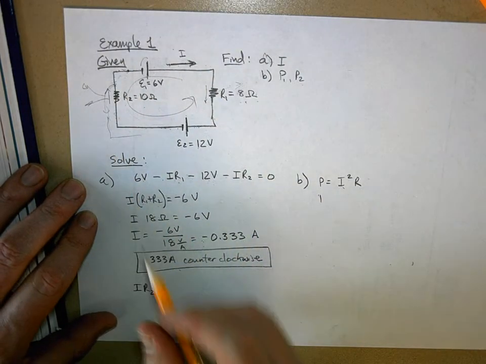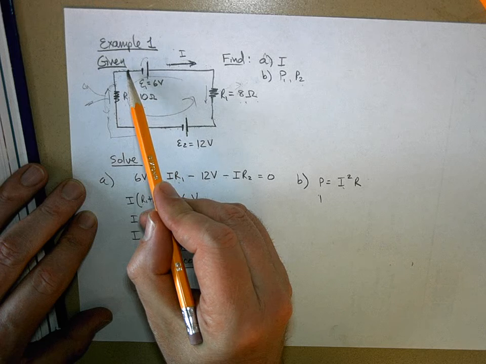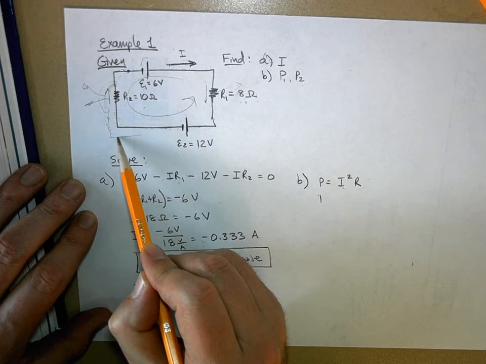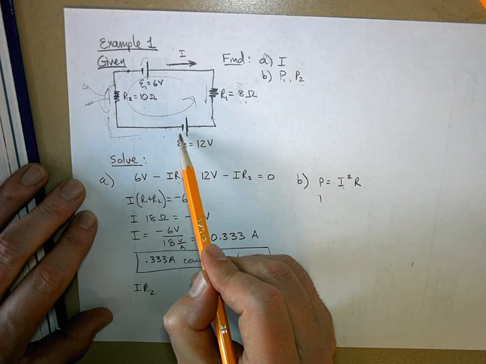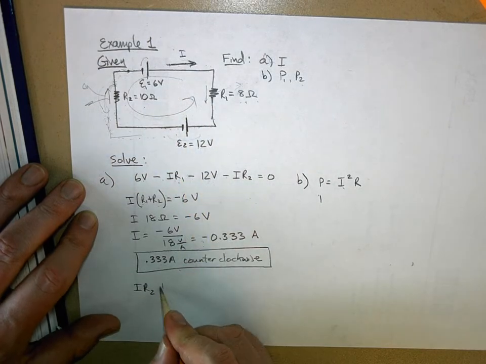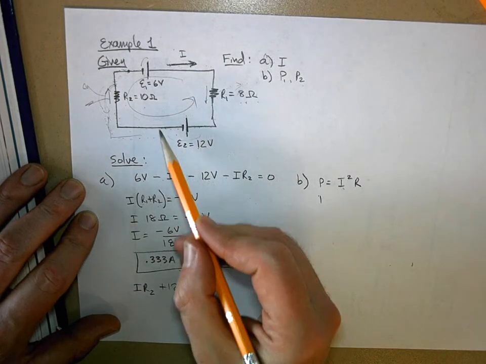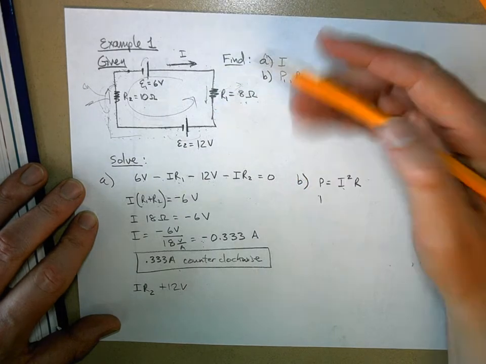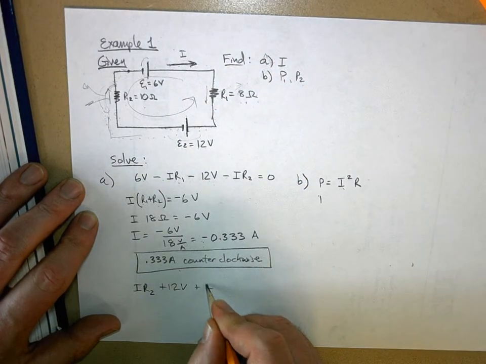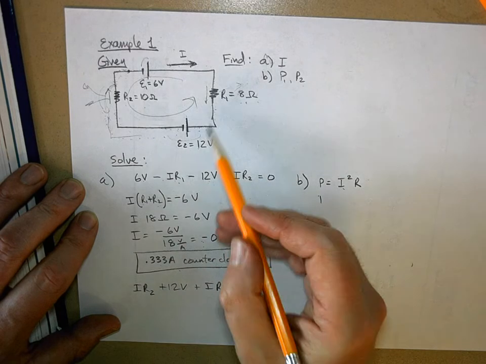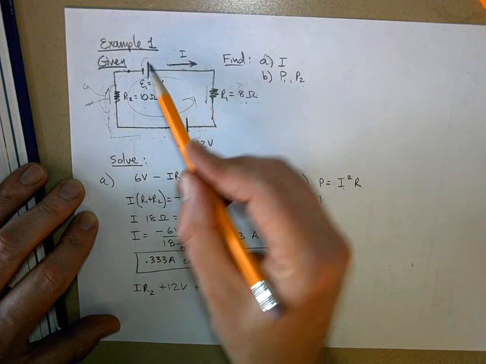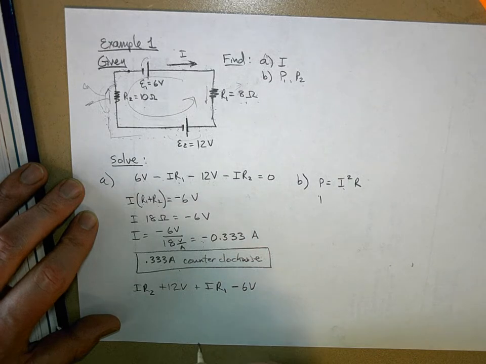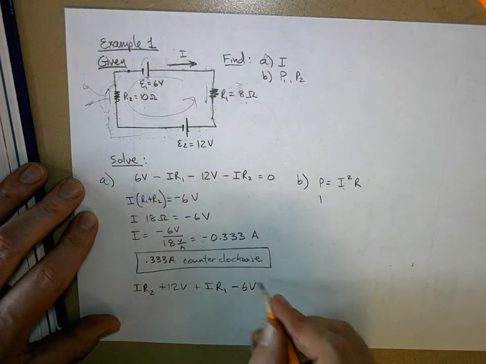Okay, so you start here, and you jump against the current. You gain voltage, then you're going to come over here. Oh, look, I'm going with the battery. I gain voltage. So that's plus 12 volts. And I'm going against this current. I'm still going against the current. So I gain, so that's plus I R1. And then you go over here. Oh, I'm stepping down 6 volts. So it's minus 6 volts. And now I'm back where I started, equals 0.